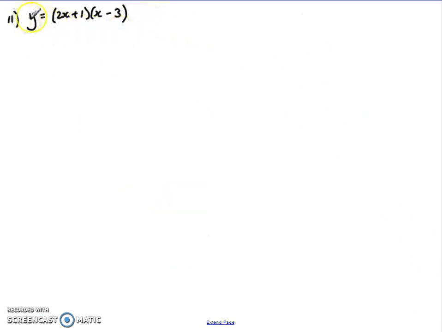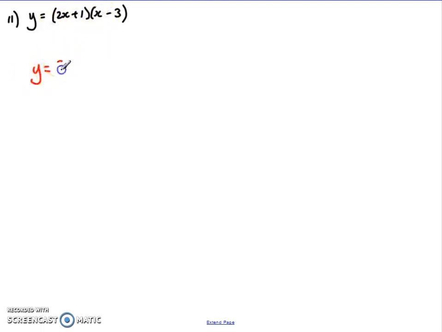Second question was this one, y equals 2x plus 1 times x minus 3. Same logic as the previous one. We want them written as single terms all on their own. So in this case, what we have to do is multiply out the pair of brackets. Now, you know how to do this. Think back to National 5 when we learned the FOIL acronym.